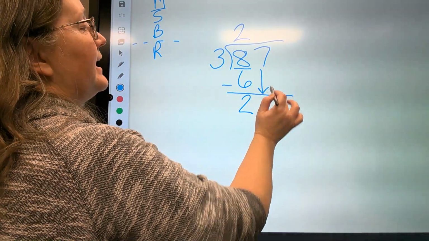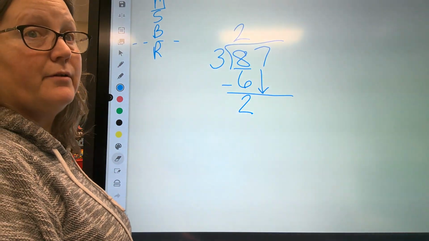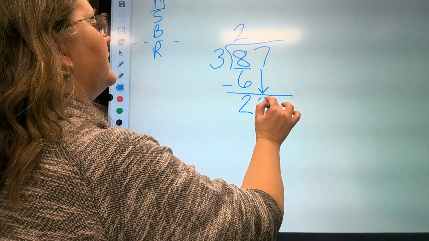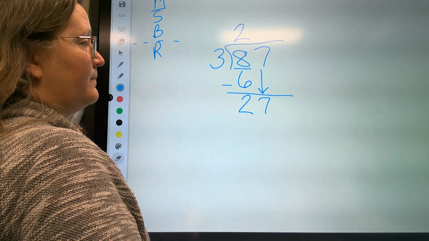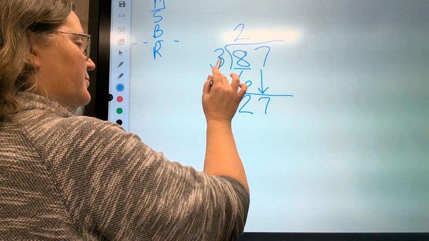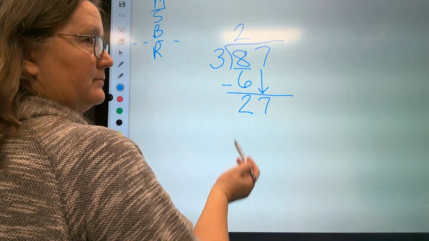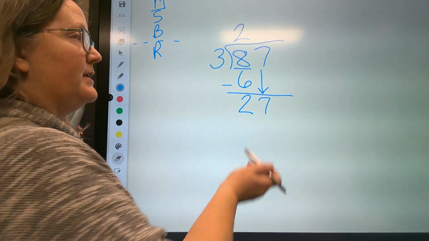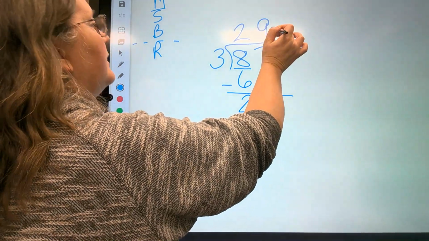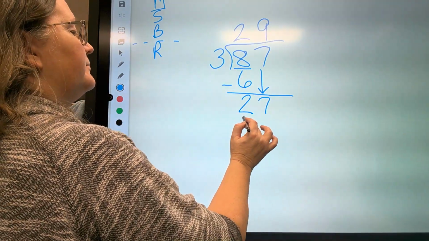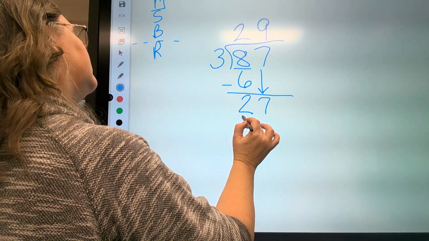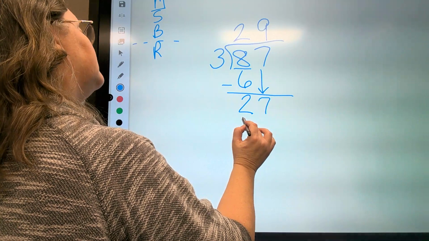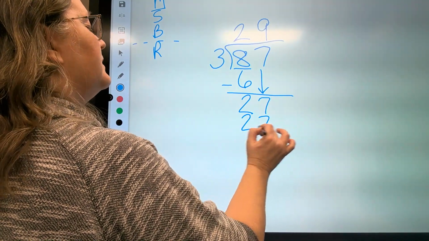And I want to see that arrow in your work, okay? So that you remember what to do. Now, does 3 go into 27? Or 3 times what gets us to 27 or close to? 9. And 9 times 3 is 27. And that equals 0.